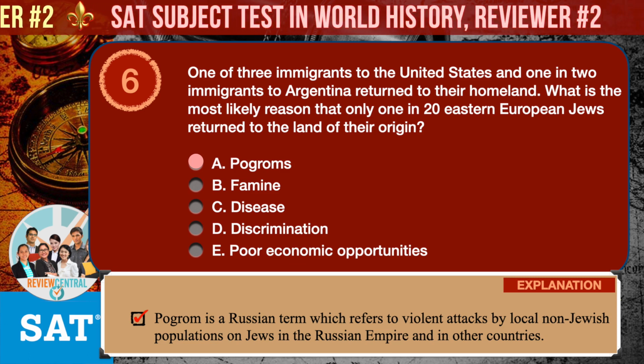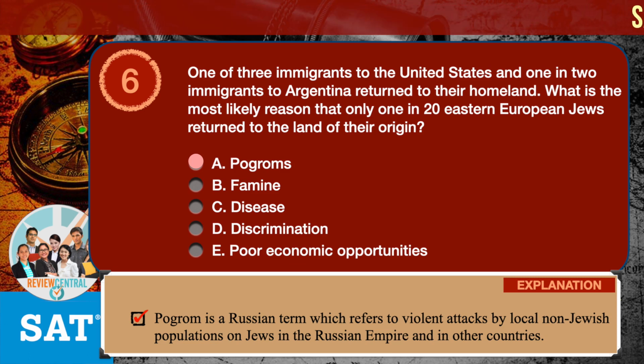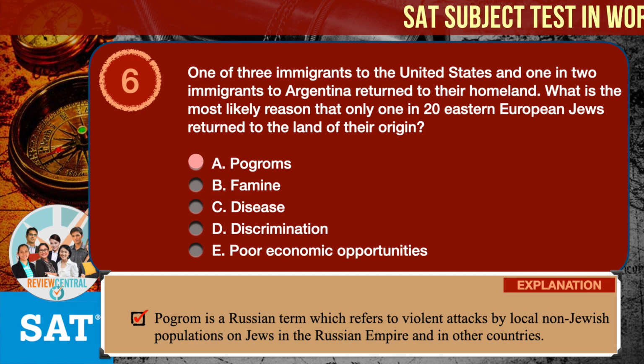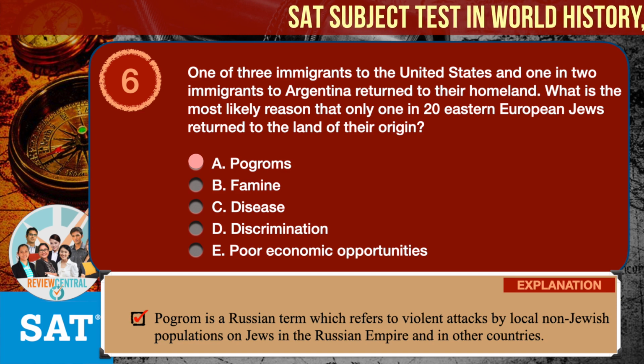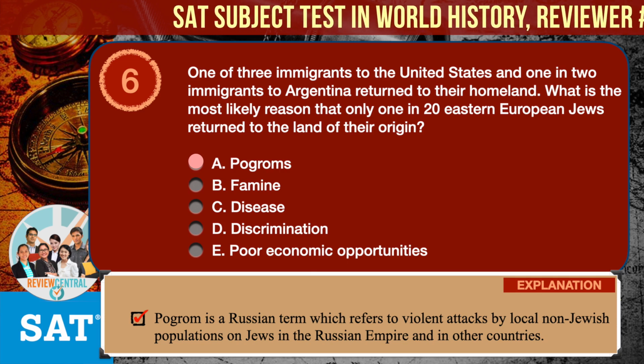As a descriptive term, pogrom came into common usage with extensive anti-Jewish riots that swept the southern and western provinces of the Russian Empire in 1881 to 1884, following the assassination of Tsar Alexander II.